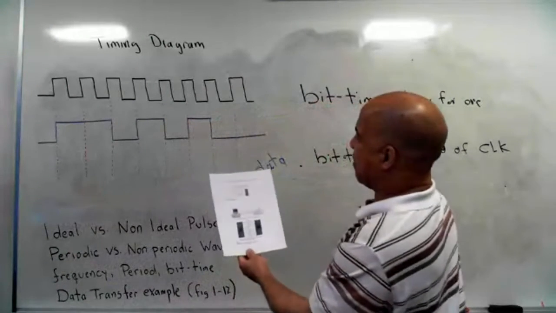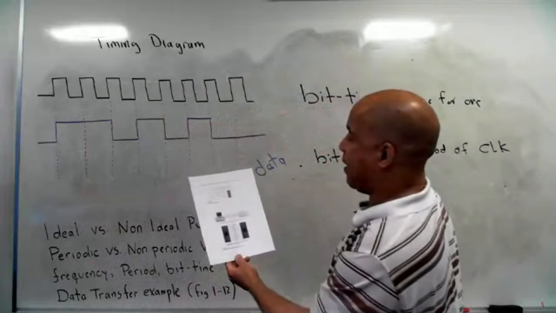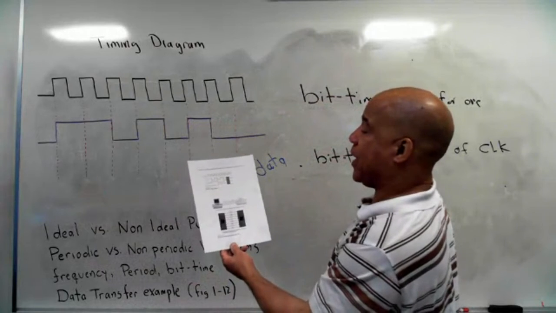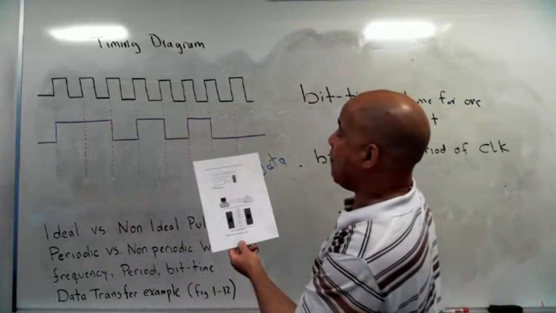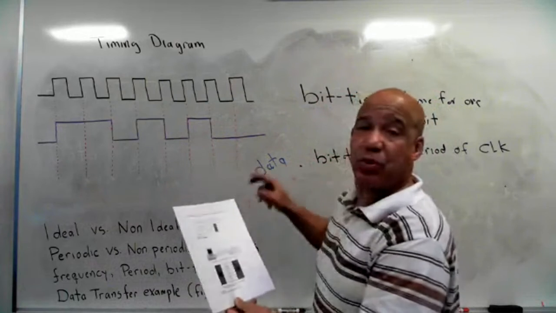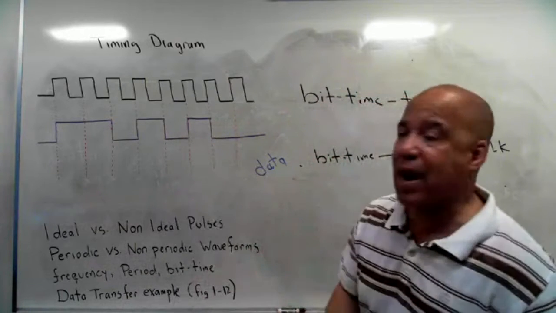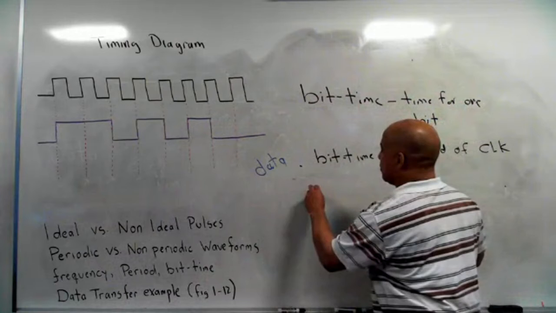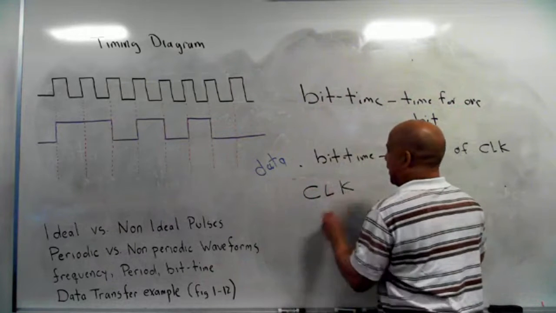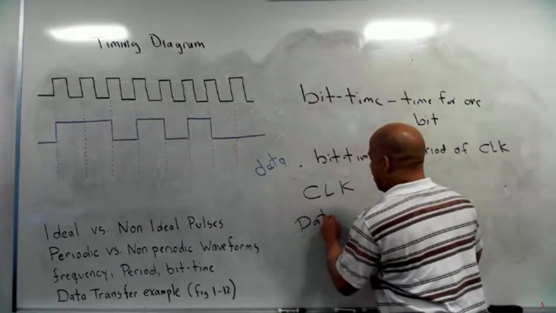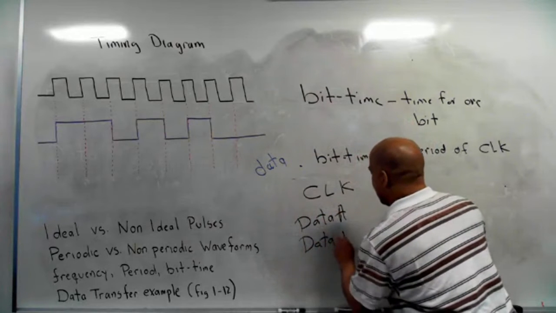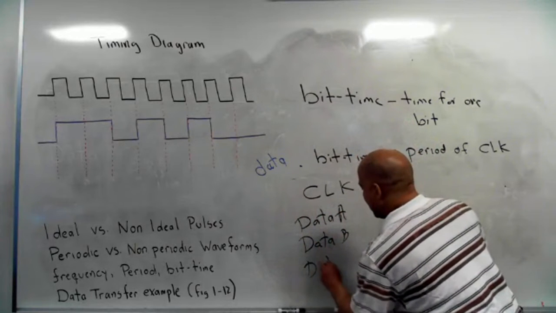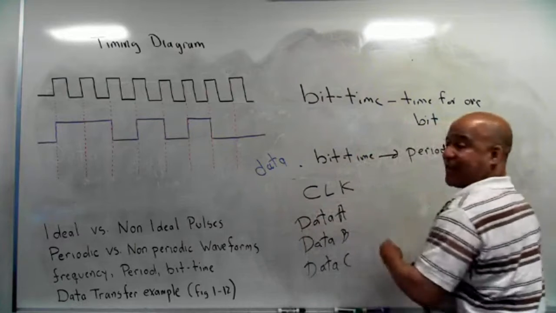On the diagram, it's a little more complicated than what I have here. But on this diagram, there are 3 data waveforms. The waveforms at the bottom are waveform A, waveform B, and C. That's the actual data. So when you move data around, you always have a clock signal. You have the clock, and then you have the data. So we've got data A, data B, and data C. We've got those three data signals.